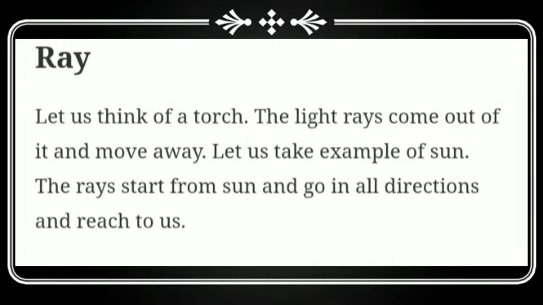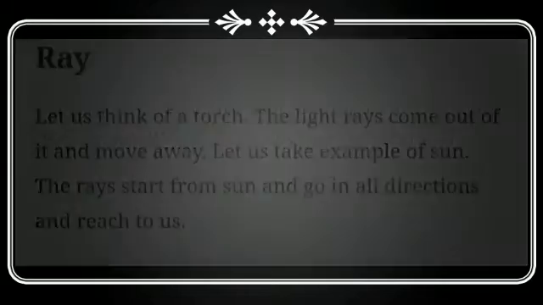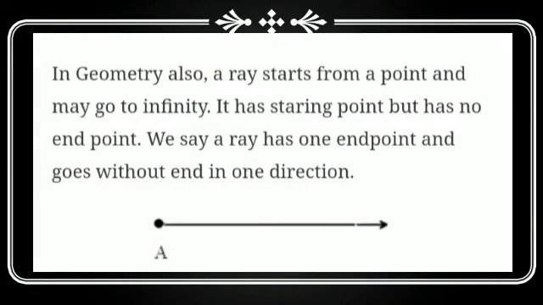Now going to the ray. Let us think of a torch. The light ray comes out of it and moves away. Let us take the example of the sun. The rays start from the sun and go in all the directions. In geometry also, a ray starts from a point and may go to infinity. It has a starting point but has no end point.